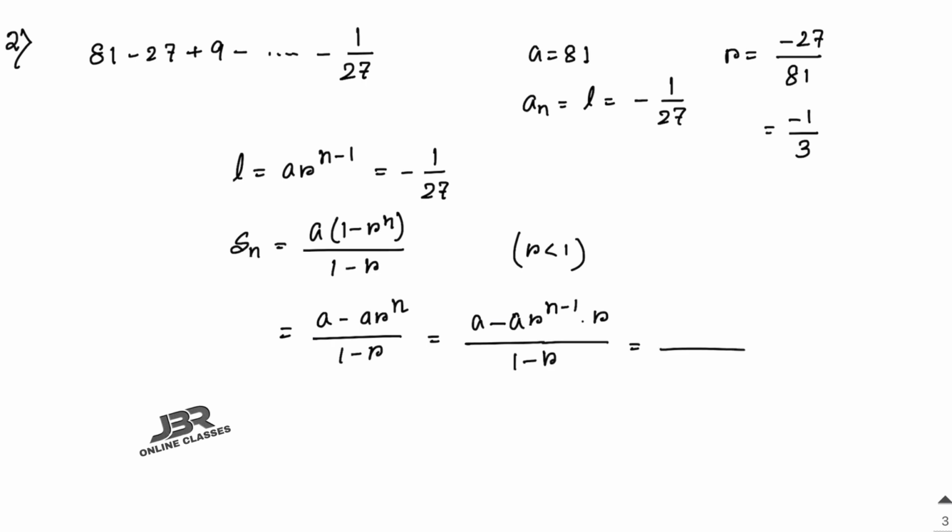So now you can just put down the values here. A means 81 minus a r to the power n minus 1, that will be minus 1 by 27, so it will be 1 by 27. Then r means minus 1 by 3, so divided by 1 plus 1 by 3. So here your final answer is 1640 by 27. Okay, 1640 by 27, that is your answer.